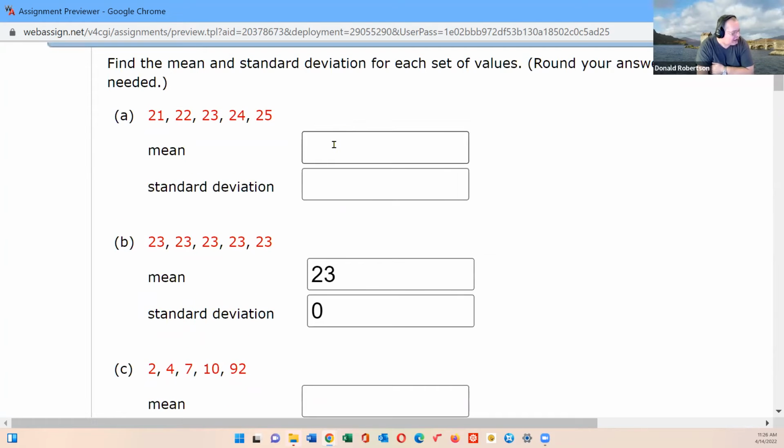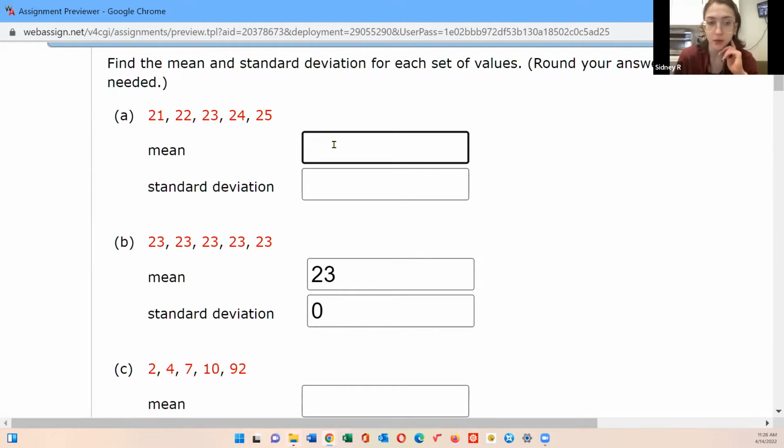I could have a good guess at the mean for that one. Does anybody want to tell me what the mean of those 5 numbers is without adding them all up and dividing by 5? Because I'm pretty sure I know what the mean is. It's 23. Do you agree, Cody, 23? Sydney says it, yeah.